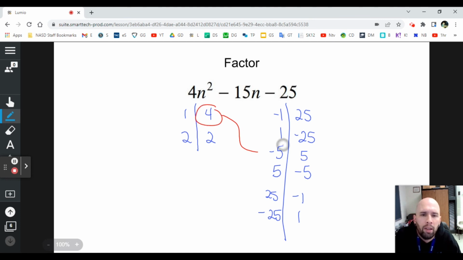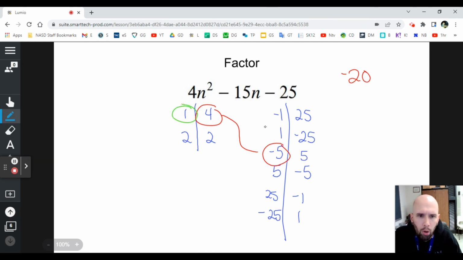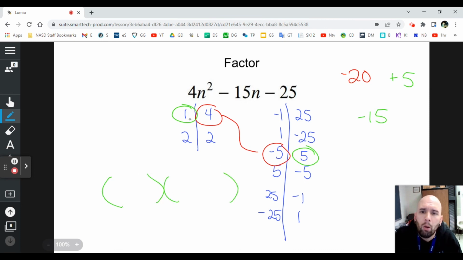4 times negative 5 is negative 20. 1 times 5 is positive 5. Add them up, you get your negative 15. So when we write them all out, 1 gets attached to n. The second one that's attached to n is 4. You have negative 5 in the left parentheses. You have positive 5 in the right parentheses. We can erase this guy.